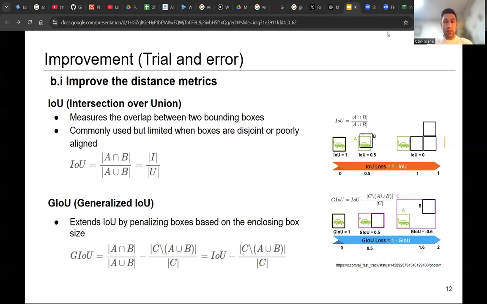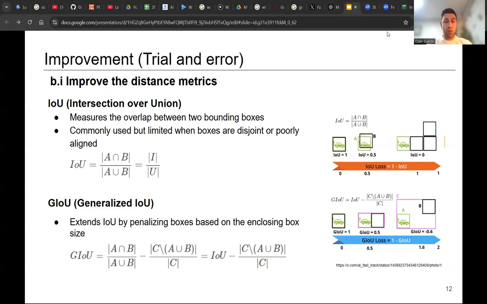Furthermore, we improved the distance metrics. Matching metrics like IOU, which is intersection over union, are critical in object tracking. They determine the similarity between predicted and ground truth bounding boxes. IOU has limitations too, particularly in handling disjoint or partially overlapping boxes.